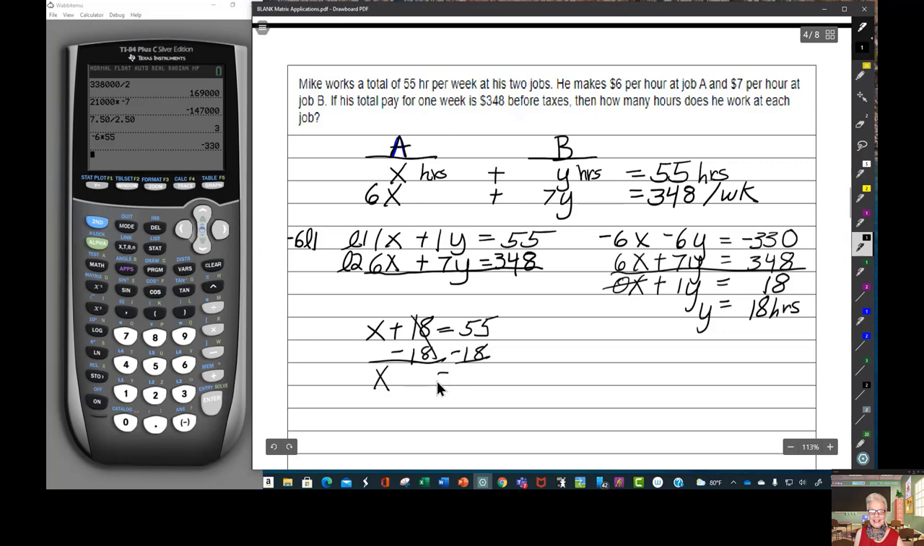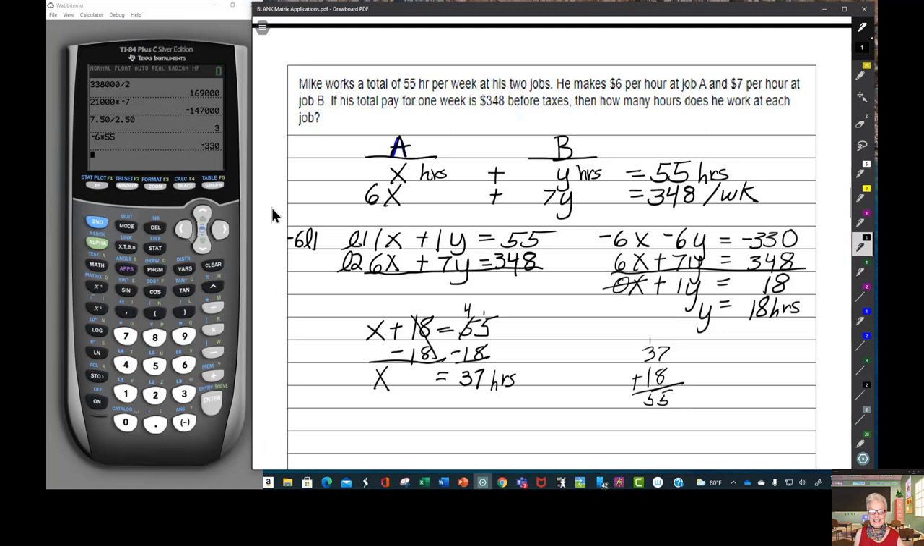X equals 15, so that's a 4. 15 minus 8 is 7, and 4 minus 1 is 3. So 37 hours. Now let's add them together. 37 plus 18. 7 plus 8 is 15, carry the 1. 1 plus 3 is 4, plus 1 is 5. So yes, that's correct.